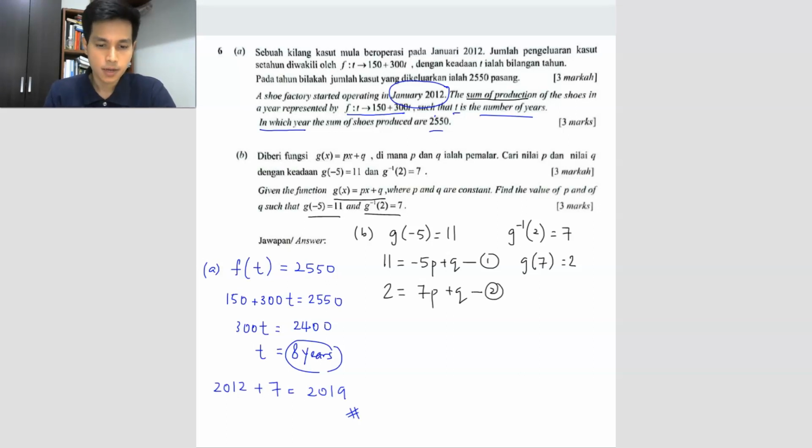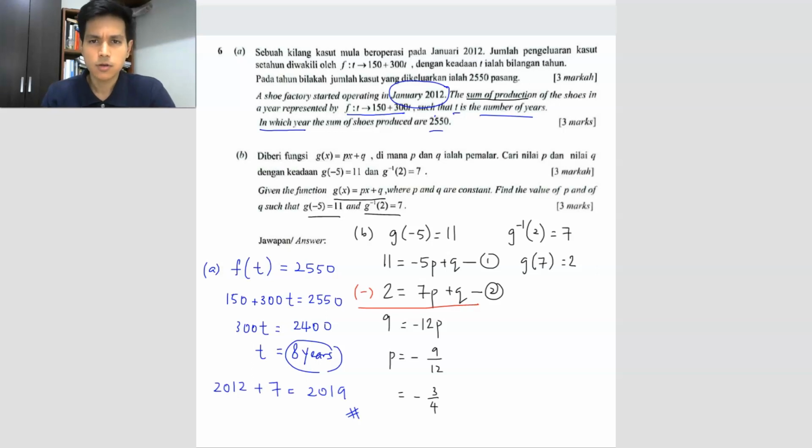Okay, so this is your second equation. So what can you do? I'm going to do the elimination method. So I'm just going to subtract these two. When I subtract, what do I get? 11 minus 2 is 9. Negative 5 minus 7 is negative 12. And then q becomes 0. So what is p? p equals negative 9 over 12, which is negative 3 over 4. Okay, so that's your p value.